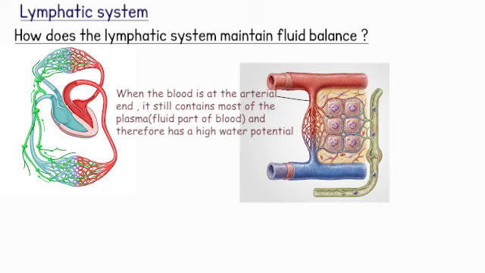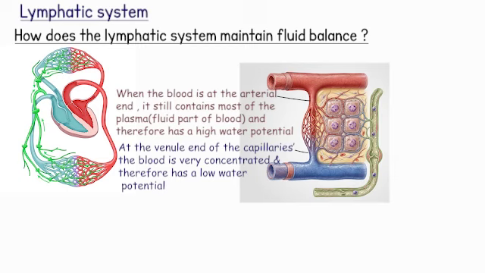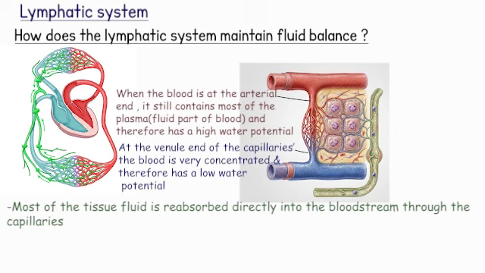So since the blood is losing most of its fluid part or the plasma, you realize that the blood in the capillaries becomes more concentrated since it retains large solid molecules and proteins. So by the time the blood reaches the venular end of the capillaries, the blood is very concentrated and therefore has a low water potential compared to the tissue fluid. Now here osmosis once again comes into play. Because the tissue fluid here has a higher water potential compared to the blood in the capillaries, most of the tissue fluid is reabsorbed directly into the bloodstream through the walls of the capillaries, and this happens at the venular end of the capillary bed.